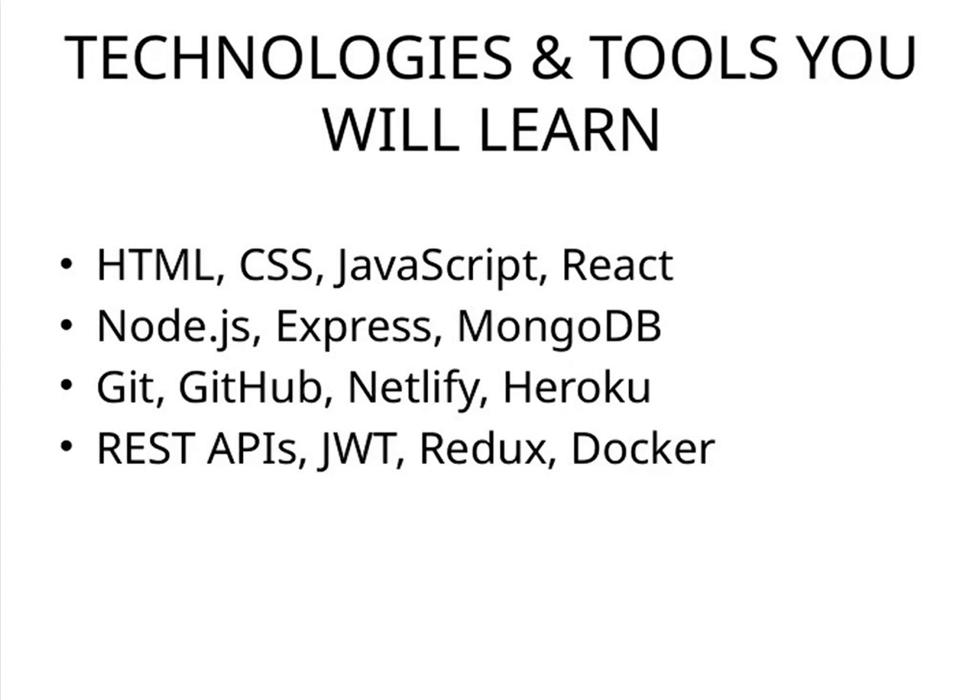Now, let's take a closer look at the array of technologies and tools you'll be learning throughout this course. First up, we have HTML, CSS, JavaScript, and React. These are the fundamental building blocks for web development. HTML structures your content, CSS makes it visually appealing, JavaScript adds interactivity, and React helps you build dynamic, component-based user interfaces efficiently. Together, they form the core of front-end development.